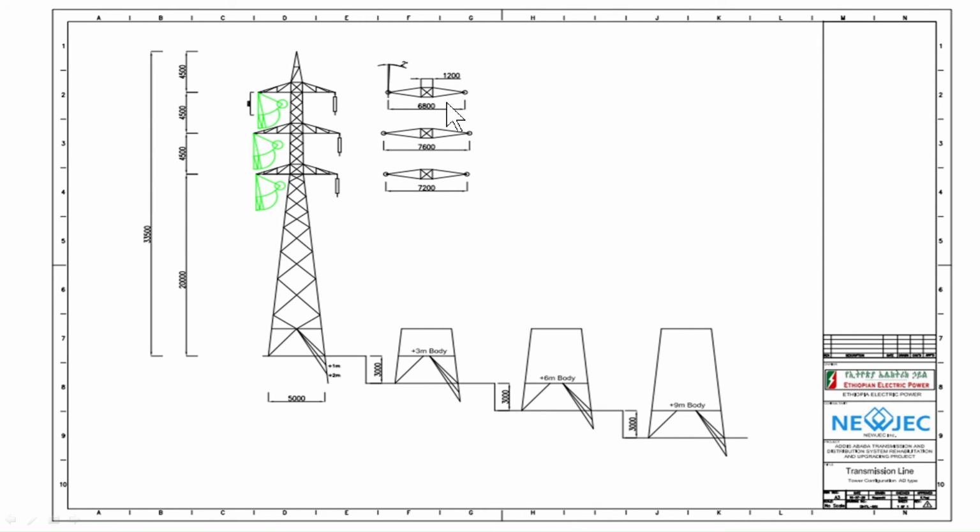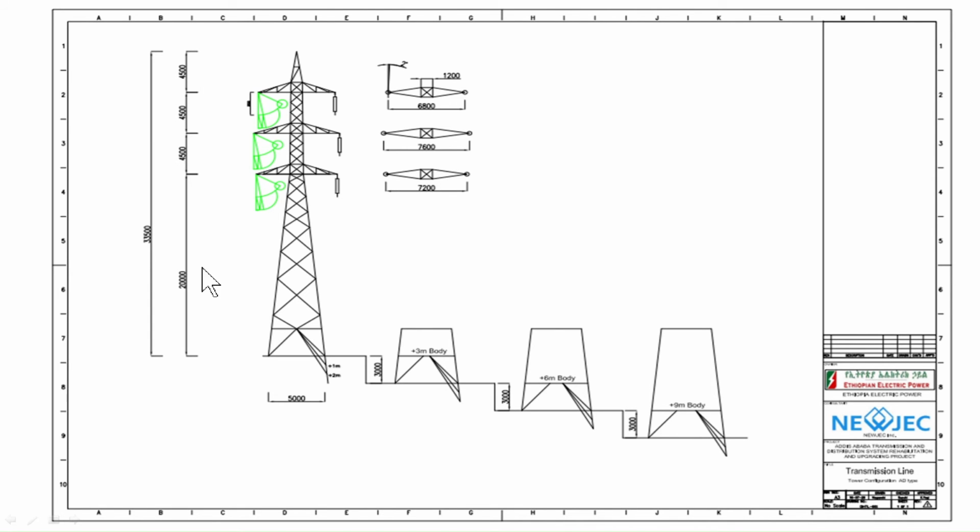And this V cross is 6,800 mm. And the middle structure is 1,200 mm. The height of the tower is mentioned here. The height of each section is also given here.